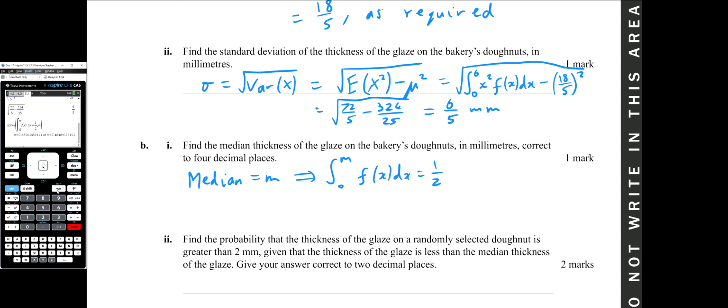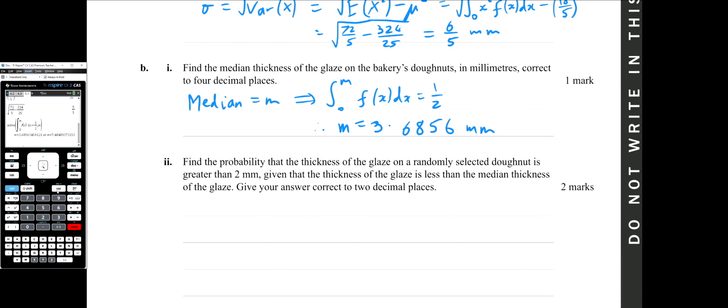Now, given that we have two values, the second value is actually outside of the domain. Remember, our domain needs to be between 0 and 6. So therefore, we simply need to write m is equal to, we want 4 decimal places, so 3.6856, and that's going to be in millimeters as well. There we go. That's the median thickness of the glaze.